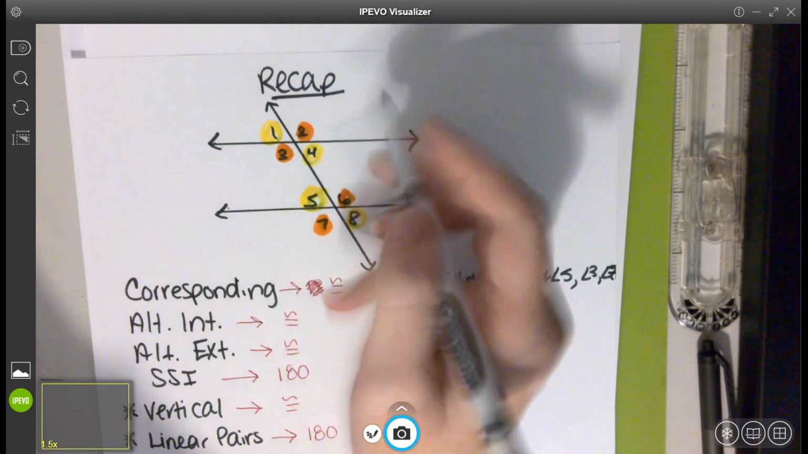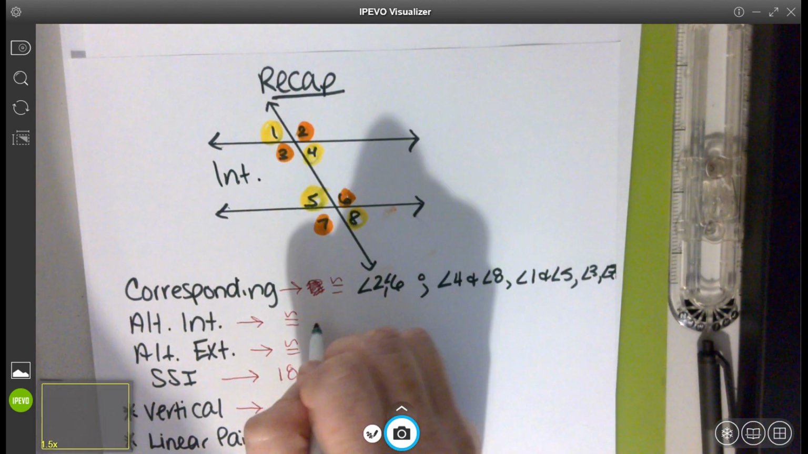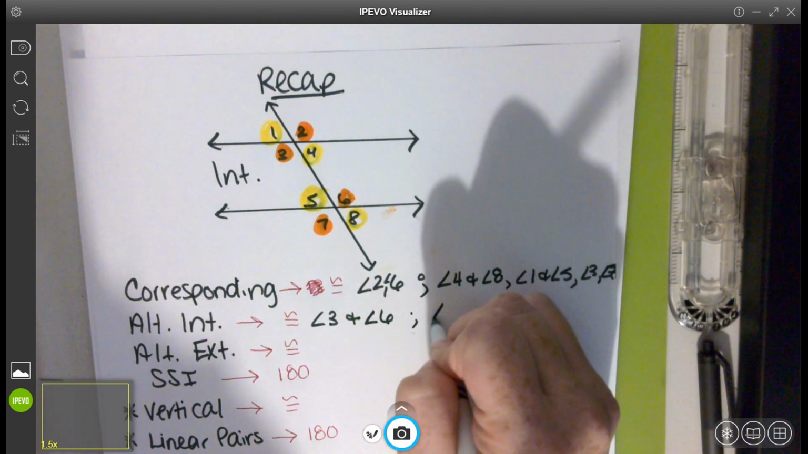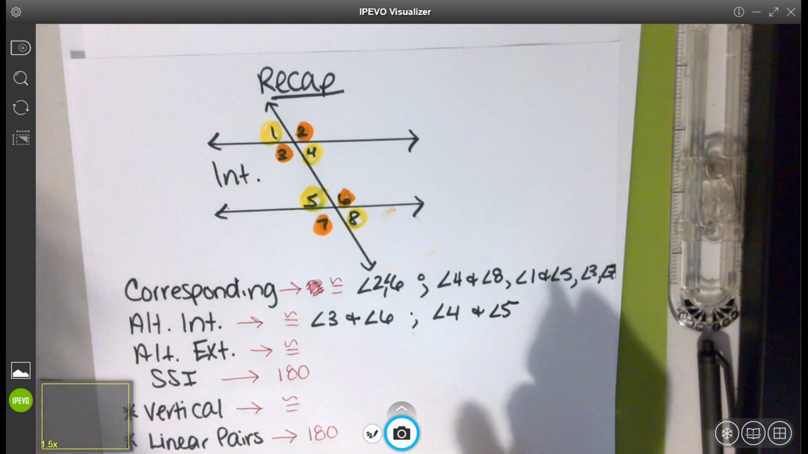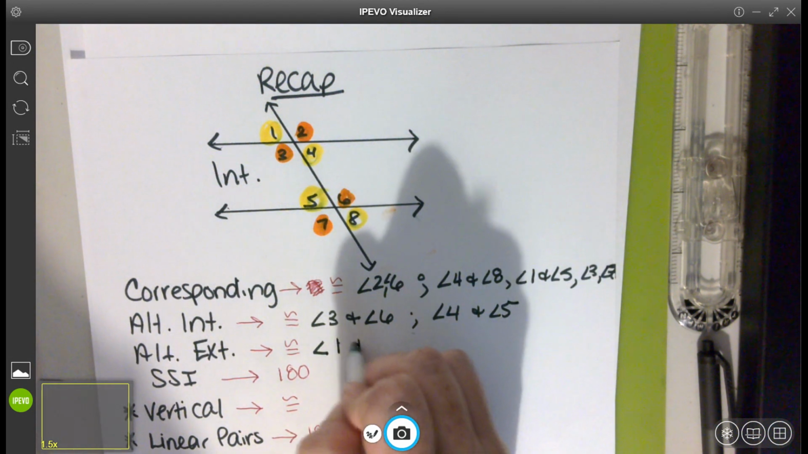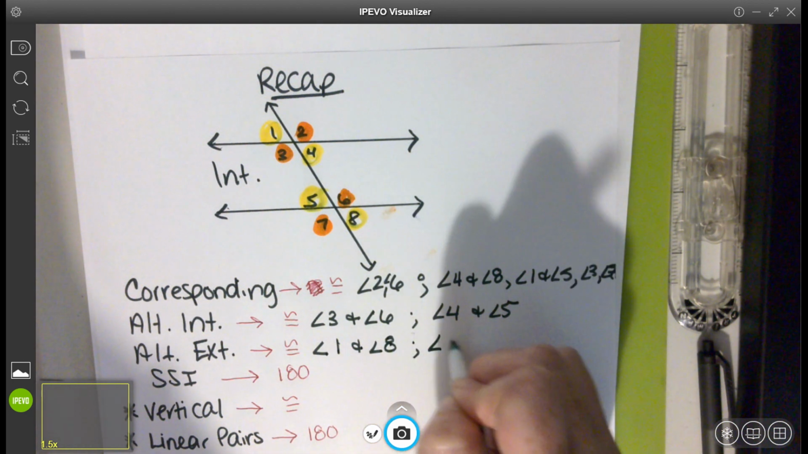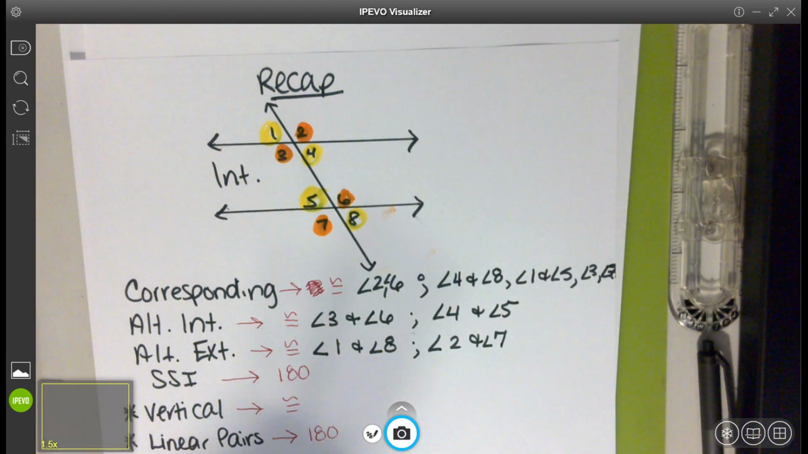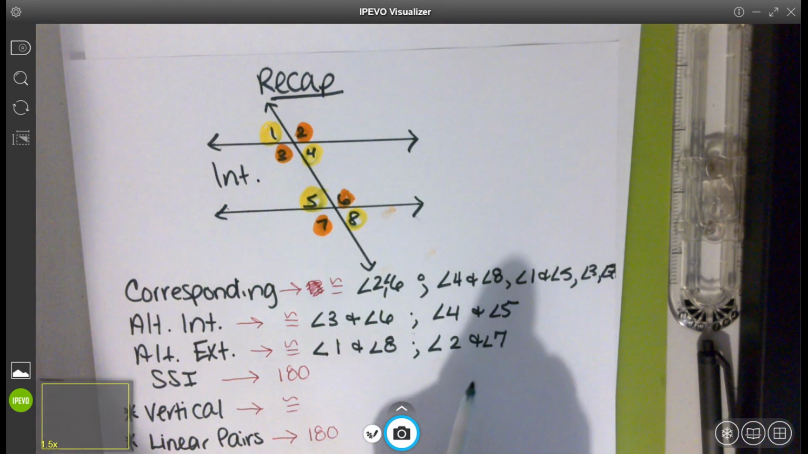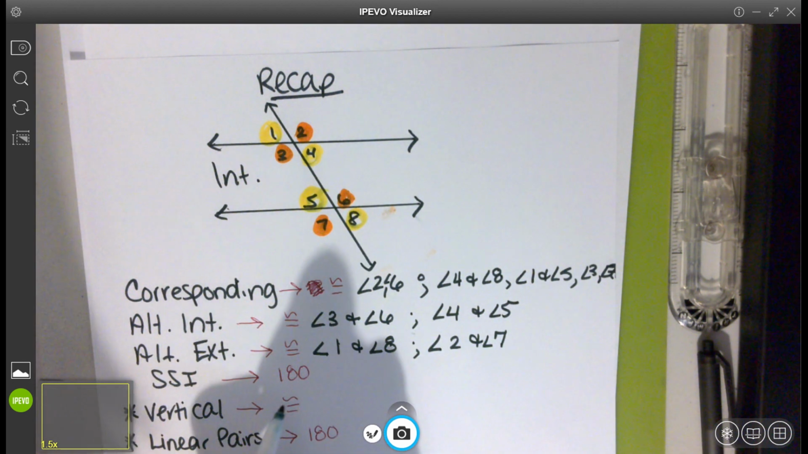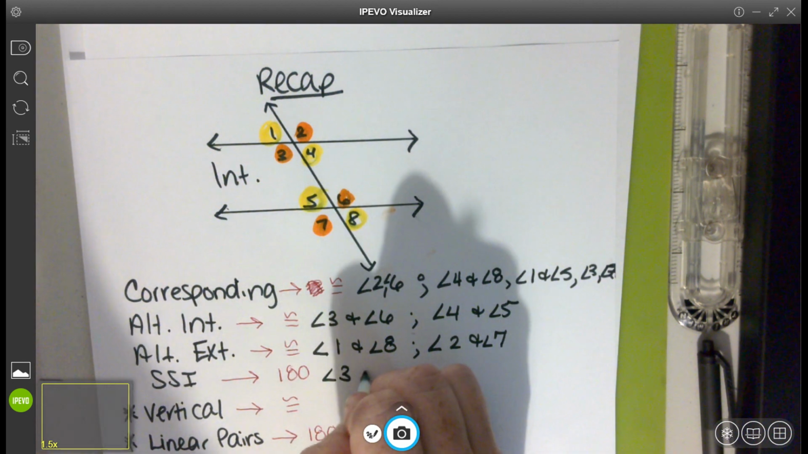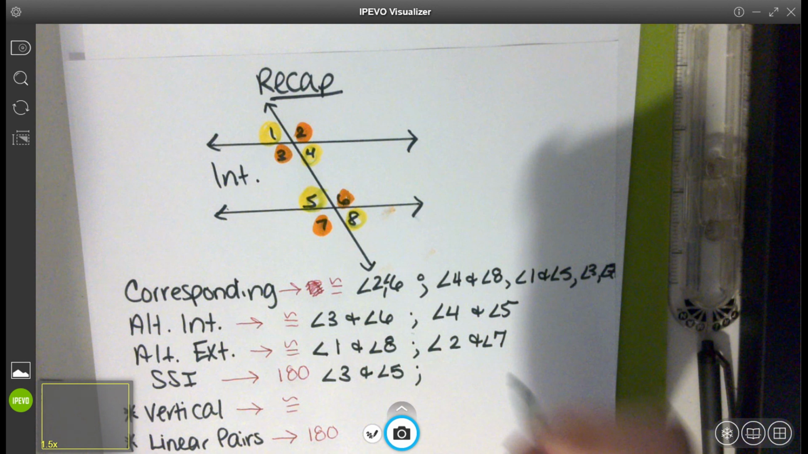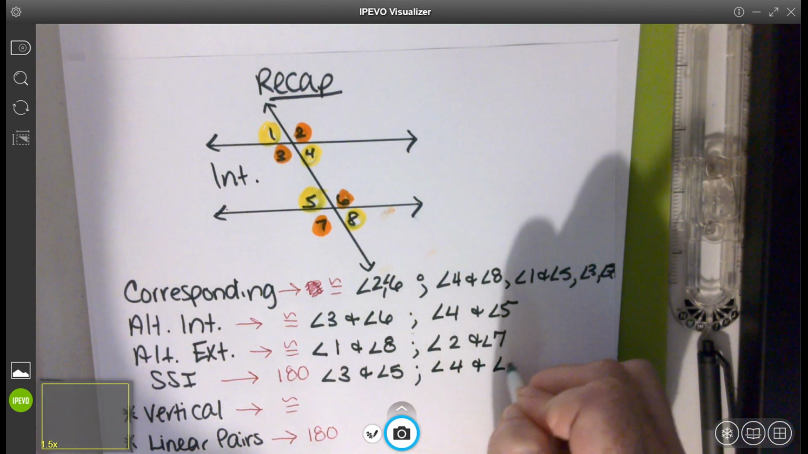Alternate interior, remember that is the inside. So here is my interior. Alternate interior is 3 and 6, and 4 and 5. Alternate exterior, we have 1 and 8, 2 and 7. Again, if you notice 1 and 8, they're both yellow. So you can see that things are linking up with the colors as well. 2 and 7, they're both orange. Now SSI, here I have angle 3 and angle 5. Notice 2 different colors. That means they're making 180. Just like angle 4 and angle 6.